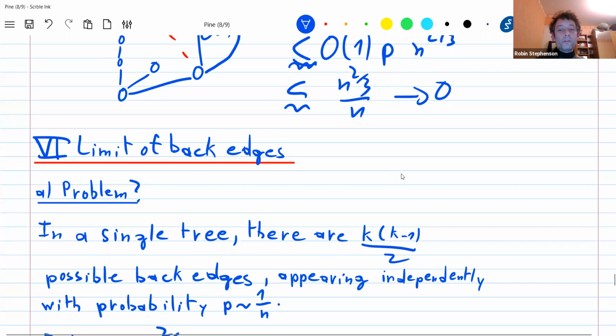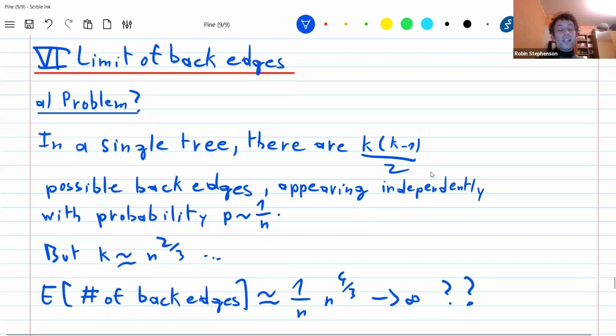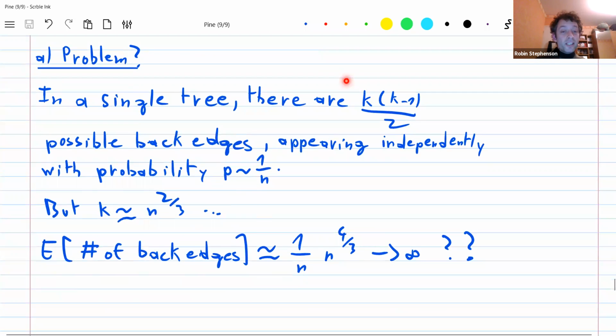If I look at a single tree, let's say there are k vertices, then we have k times (k minus 1) over 2 possible back edges, because each pair is ordered. And each back edge appears independently, as usual, with probability p. But we said before that k is of order n to the power 2/3. So the expected number of back edges is 1/n times this, and that's going to be a positive power of n, n to the 1/3. So that should tend to infinity. So we're saying there's going to be an infinite number of back edges in a single tree.